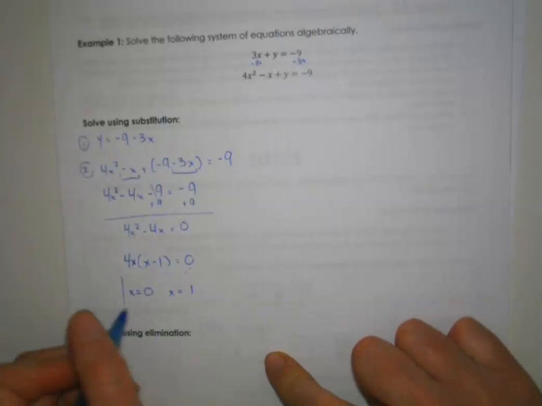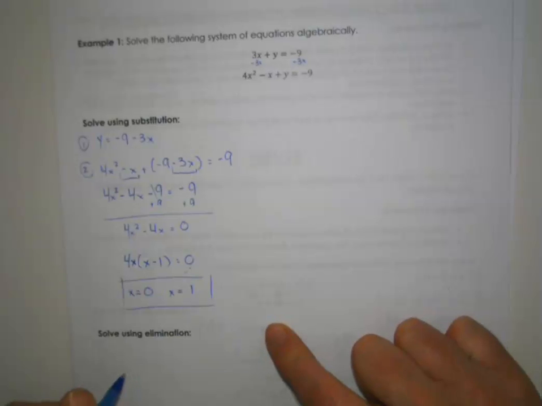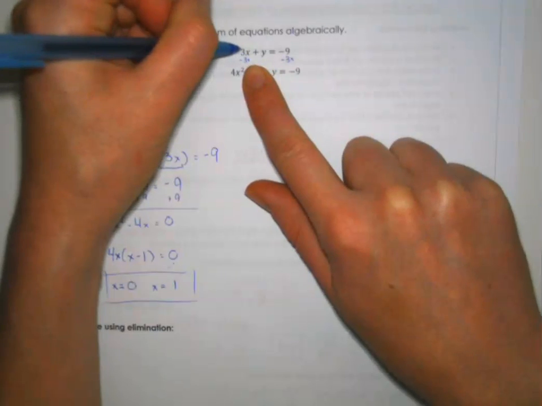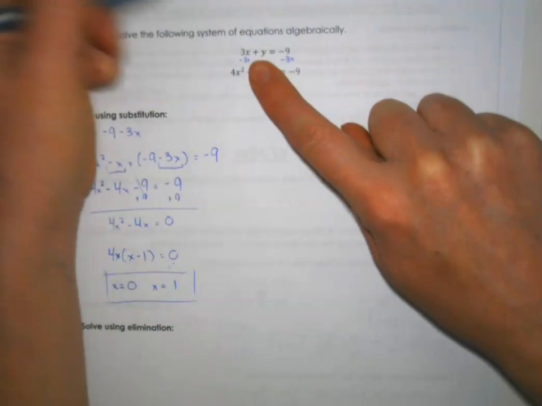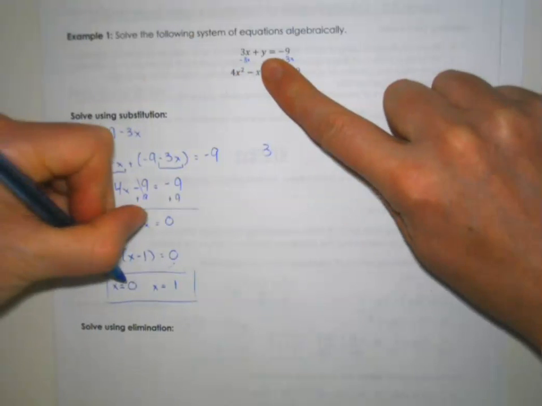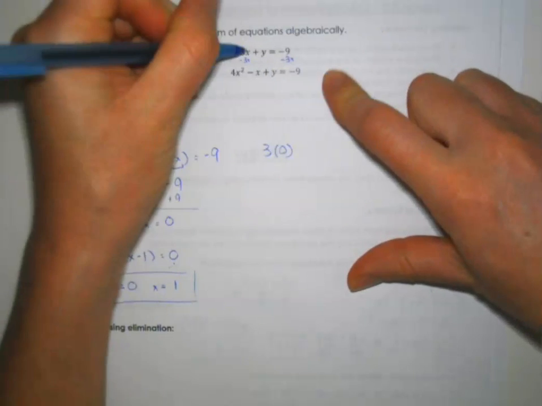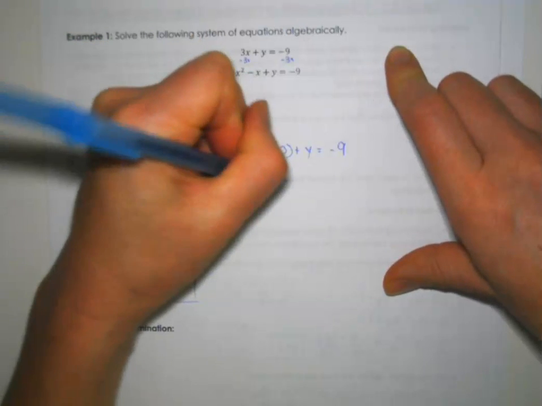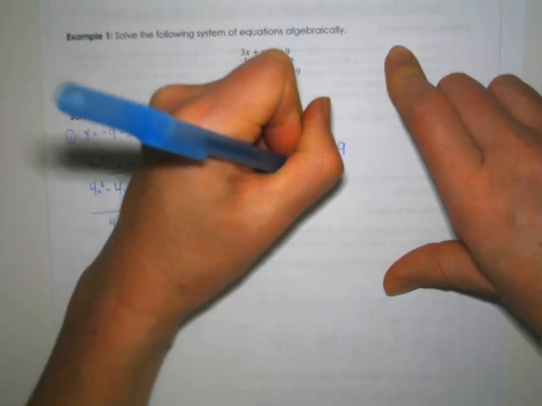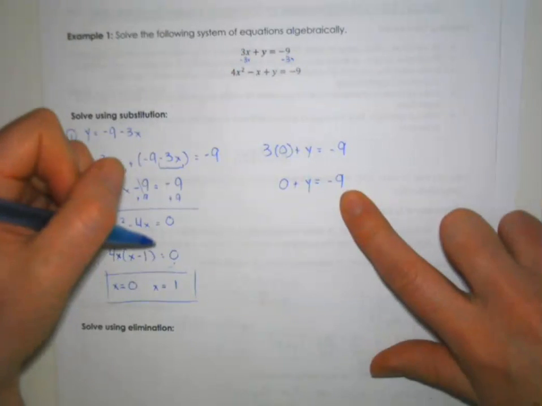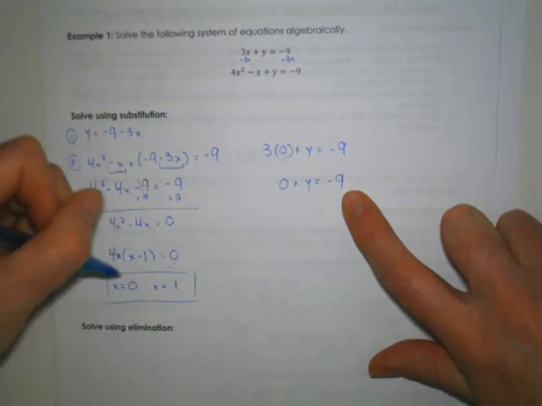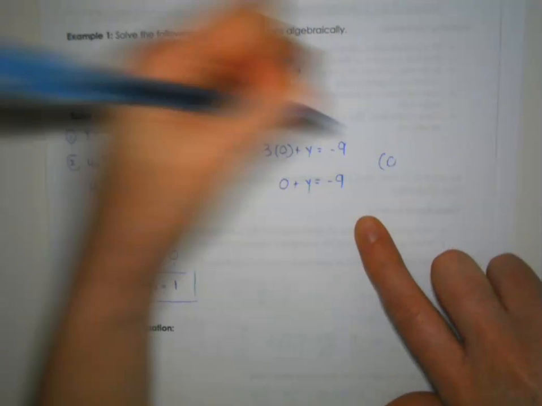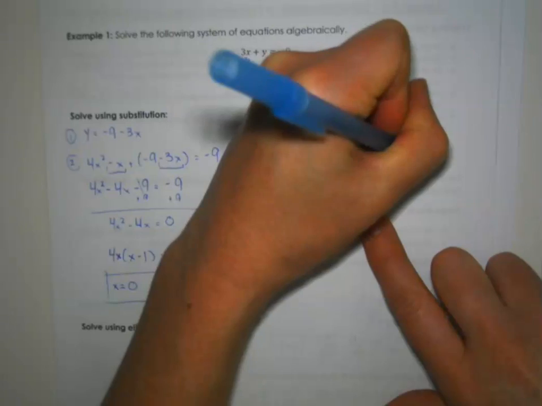So remember the next step is just to substitute our values in to solve for y. I'm going to choose my easier expression again here. So 3x. In the first one we said x is 0, so 3 times 0 plus y equals -9. So 0 plus y equals -9. So basically y is equal to -9. So that means the coordinate of one solution, the point where these two graphs intersect, would be where x is equal to 0 and y is equal to -9.